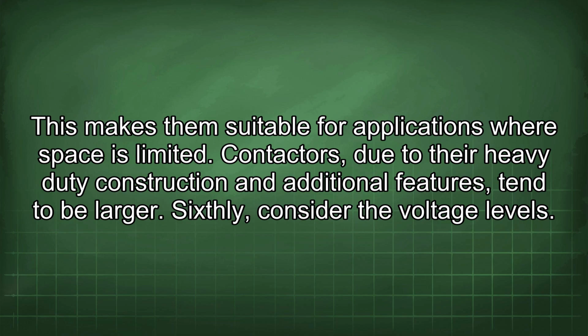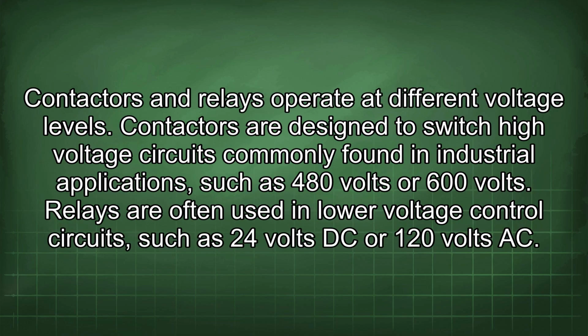Sixthly, consider the voltage levels. Contactors and relays operate at different voltage levels. Contactors are designed to switch high-voltage circuits commonly found in industrial applications such as 480 volts or 600 volts. Relays are often used in lower voltage control circuits such as 24 volts DC or 120 volts AC.